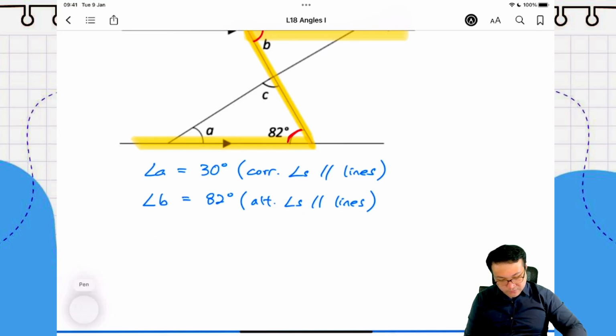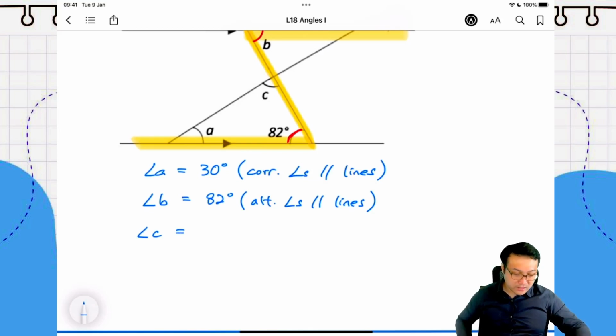So students, we already found A, we already found B. So can everybody just find angle C and type your answer in the chat? There's no rules. You don't need to use any rules. You're just using the triangle, correct? Okay, you just type your answer, everyone. Yes, very good. Okay, you all got it.